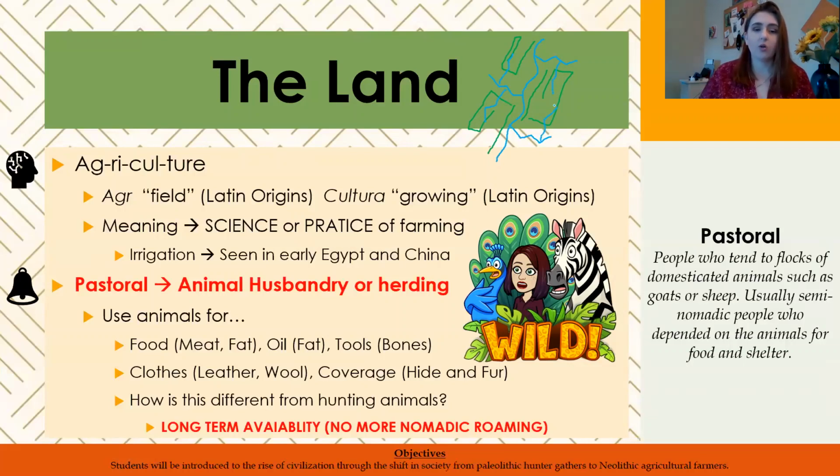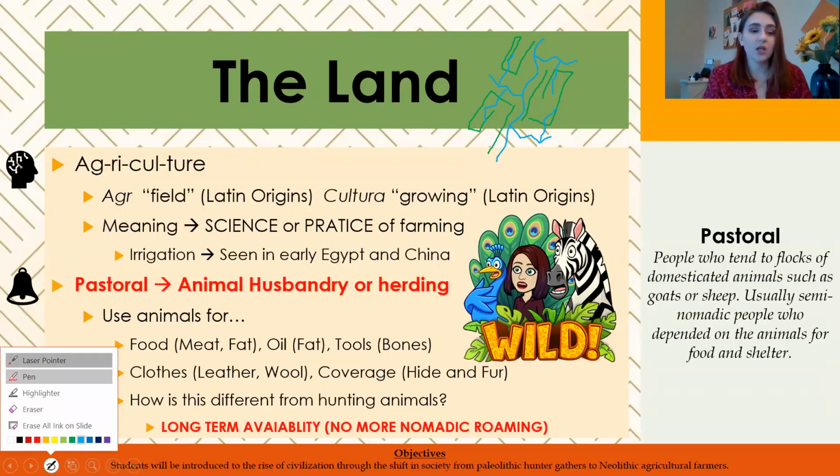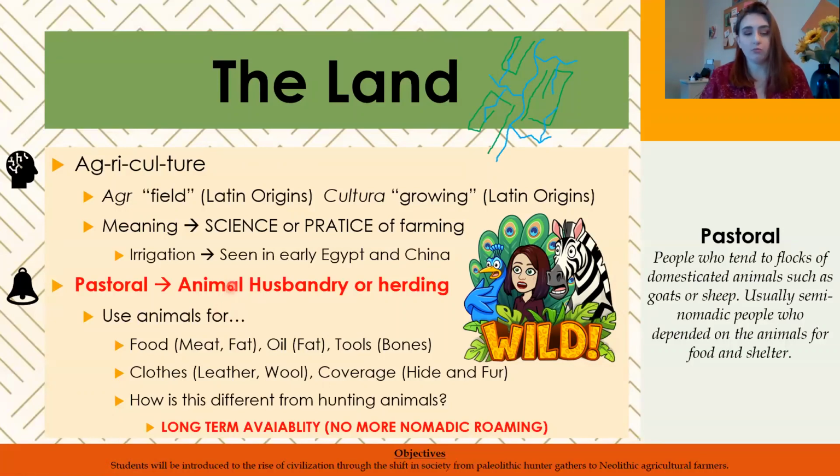So pastoral was a type of animal husbandry or herding in which people would domesticate animals like sheep or goats in order to use them for food, like meat and fat, oil, which was also made in the fat, bones would be used as tools, leather and wool would be made into clothing, and hide and fur would become coverings for homes as well as bodies and even blankets.